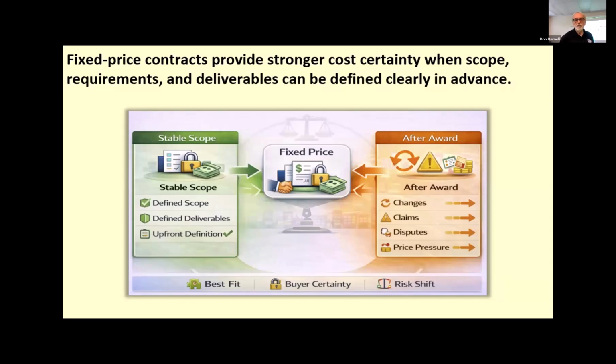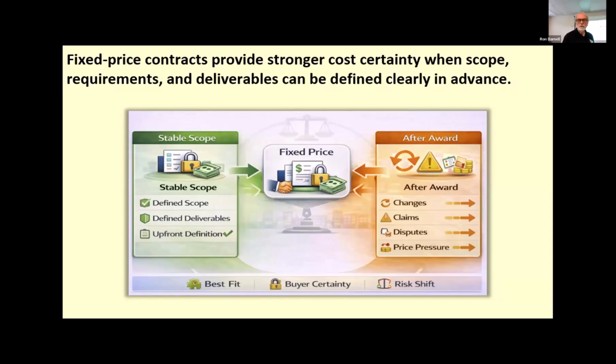If the requirements are stable and the seller understands the work well, the contract can create a clear framework for execution and make financial planning easier. At the same time, that price certainty usually means more cost risk is carried by the seller or the vendor. If the seller underestimates the effort, encounters inefficiencies, or experiences cost growth, that risk does not automatically move back to the project or to the buyer unless the contract terms allow it. And that's where I say I've seen exceptions.